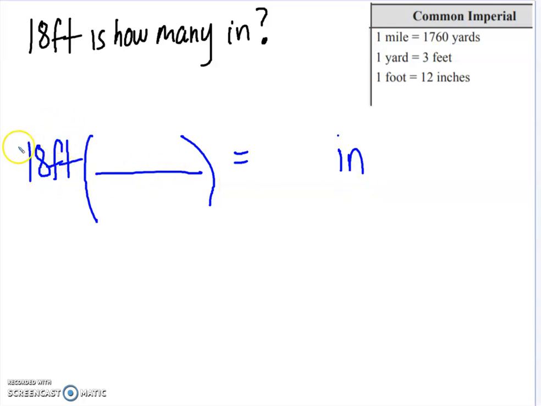So to cancel out feet, since it's up here in the numerator, feet is also going to have to be down here in the denominator to cancel. And then to form inches, we're going to need inches in the numerator, which is what we result in. So when we're looking at finding the relationship between inches and feet, we can look up here. It's saying 1 foot is 12 inches. So if I multiply 18 by 12, I get 216 inches.